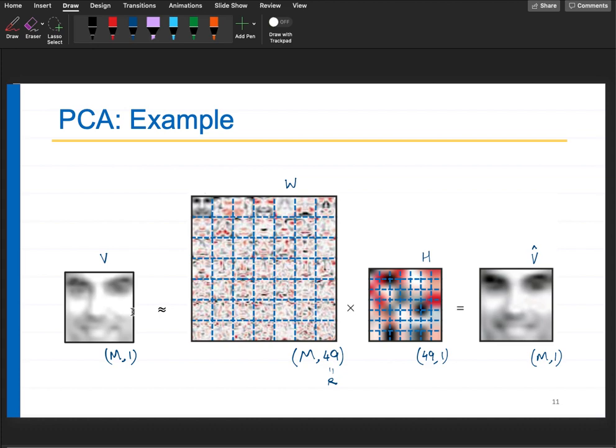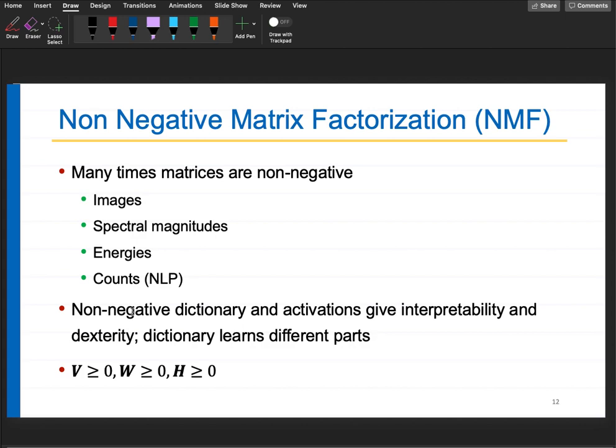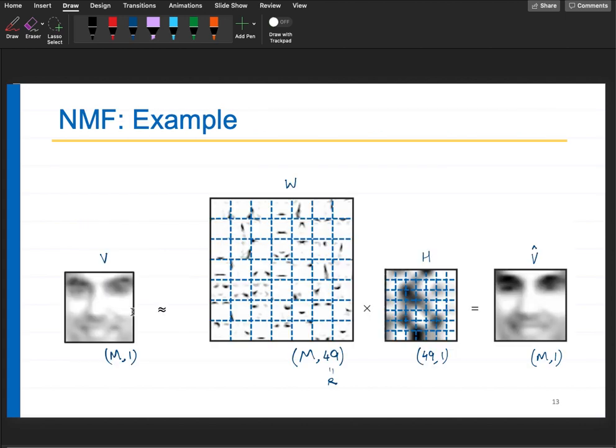It's very hard to know. It looks like some uninterpretable thing. But I will show you examples. Okay, here is the example. So this is an example of non-negative matrix factorization.